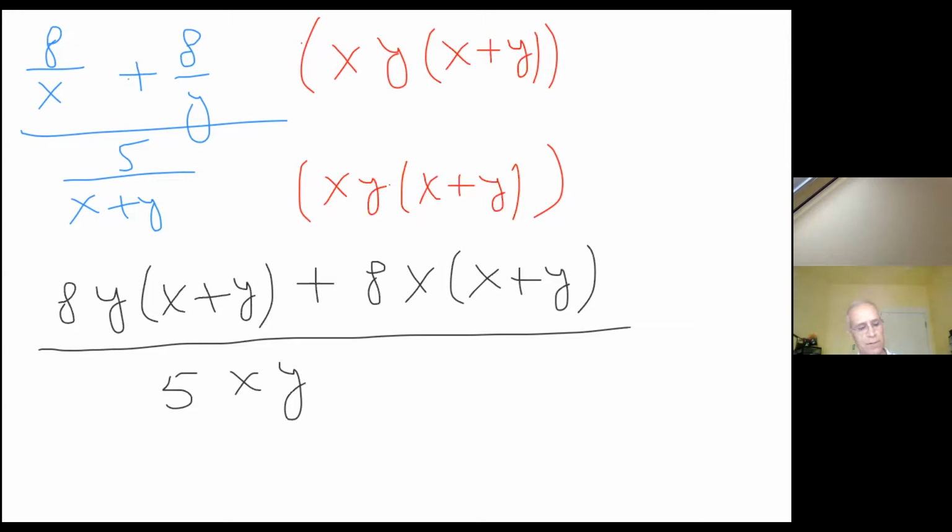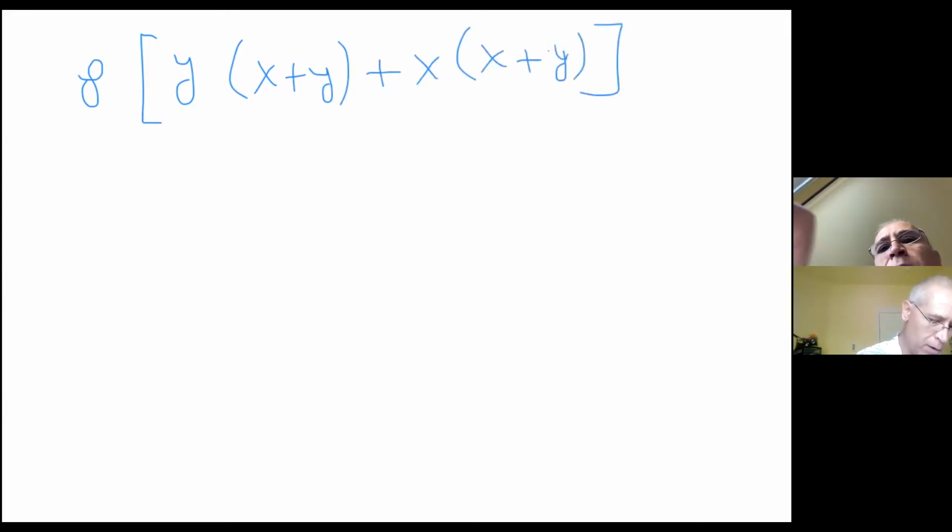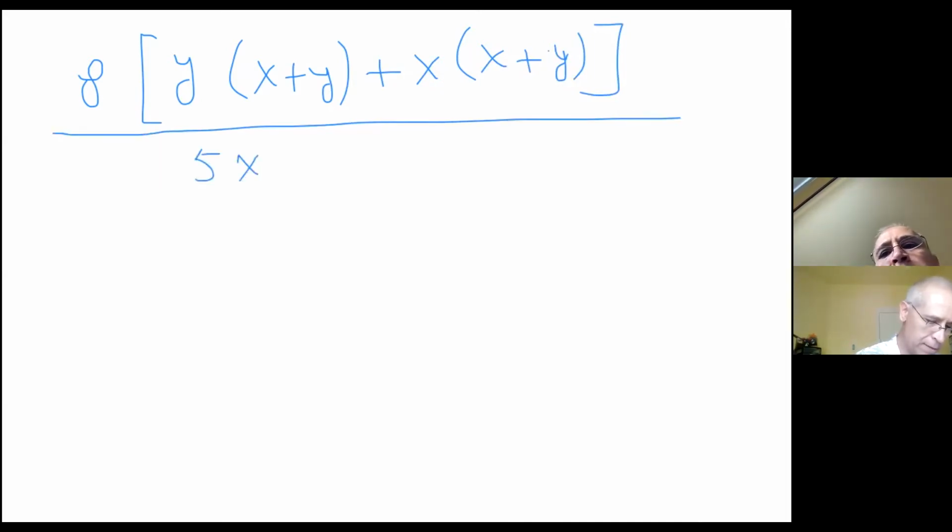Okay, now all I have to do is just multiply this through and simplify it. And there are 2 ways to do that. One way is to just right away factor out an 8. So that's going to be, go to the next page. If I factor out an 8 from the numerator, then I have 8 times y times x plus y plus x times x plus y all over 5 times x, y.